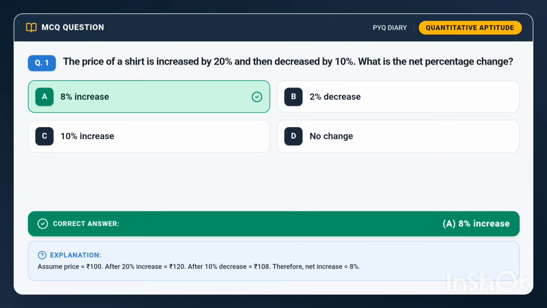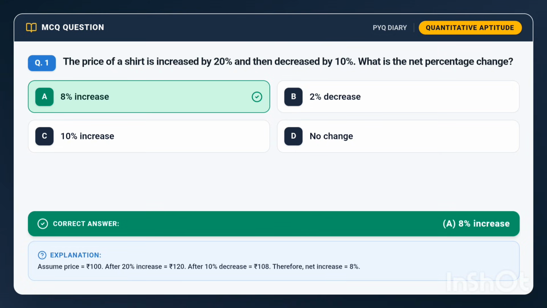The price of a shirt is increased by 20% and then decreased by 10%. What is the net percentage change? Your options are A, 8% increase, B, 2% decrease, C, 10% increase, and D, no change. The correct answer is A, 8% increase.